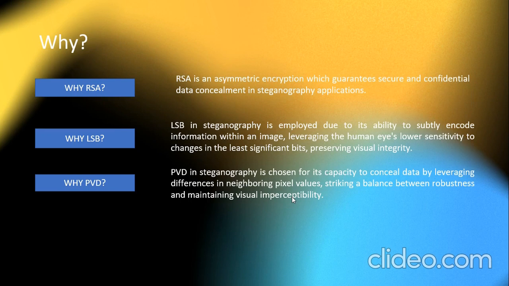Why did we use RSA? Because RSA is an asymmetric encryption which guarantees secure and confidential data hiding. Why LSB? Because when we implement data hiding in LSB, it does not lower the visual quality. And why PVD? Because when we use PVD, we can get a good amount of capacity.